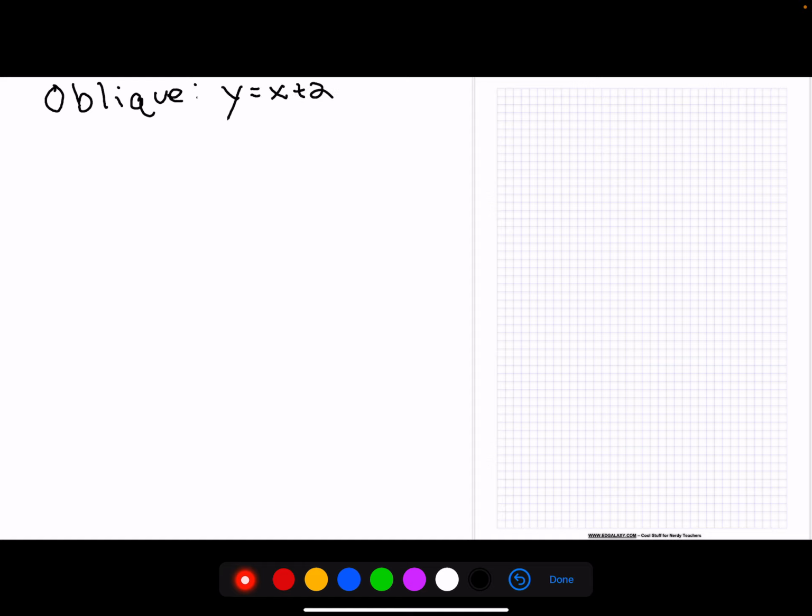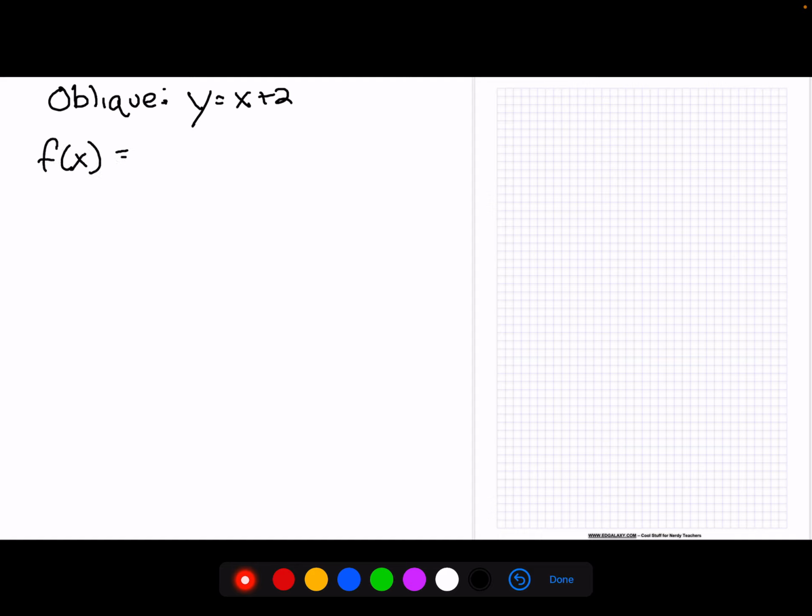And the original function, again, was x squared plus x over x minus 1. Every time I tap this, everything erases. So I can also look for my vertical asymptote by setting the denominator equal to 0. I find my vertical asymptote is x equals 1.